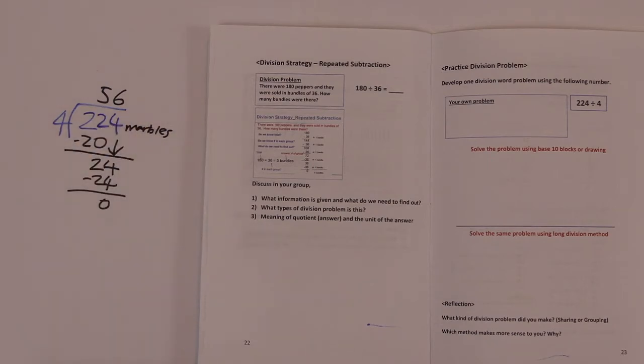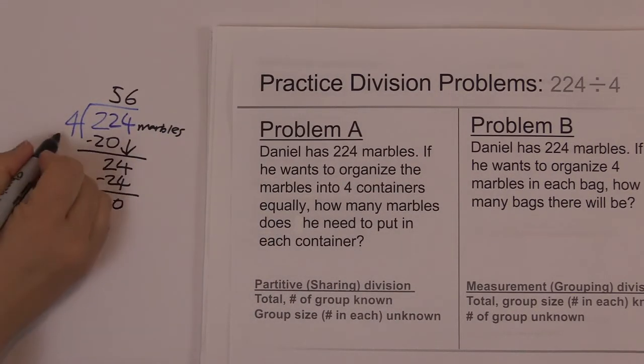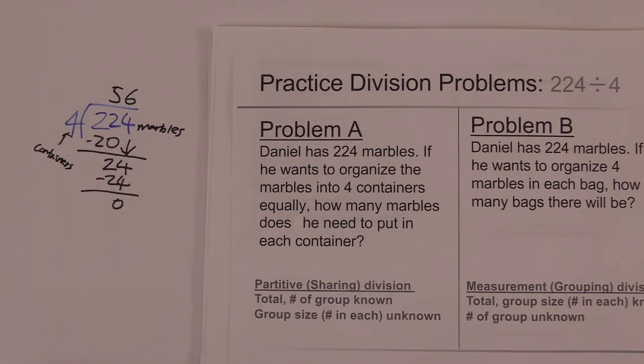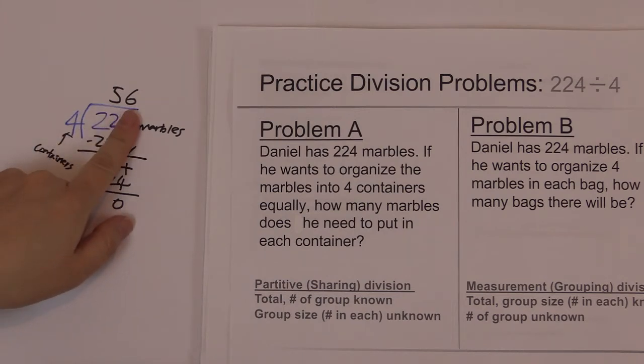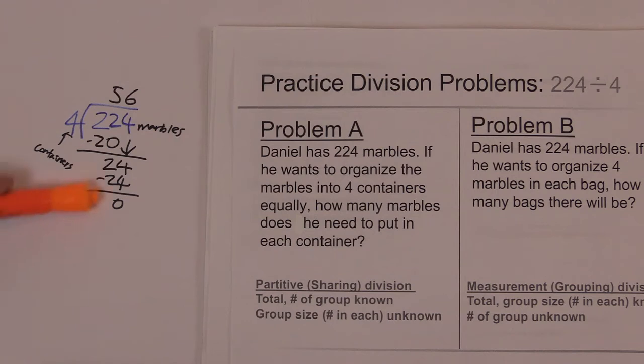And what does 4 represent if it is the first problem, Problem A? It says equally into 4 containers. So this one is going to be containers. When we do long division, we cover this and ask how many times does 4 go into 22. Then I want to use the language of this problem here. How many times do 4 containers go into 224 marbles? How does it sound? Is it natural or something weird? It's kind of not natural to me.